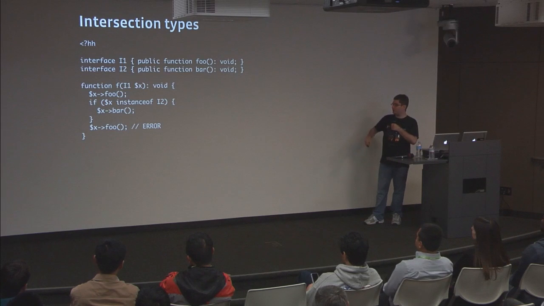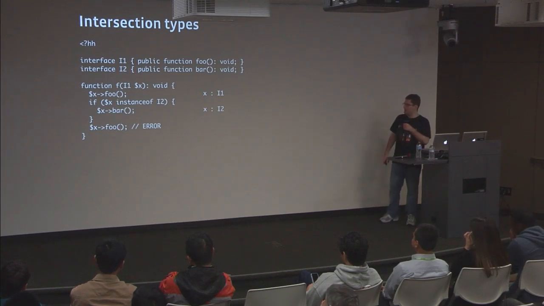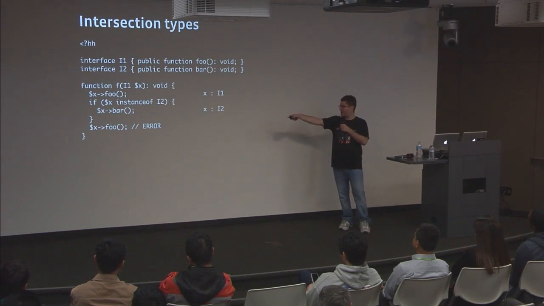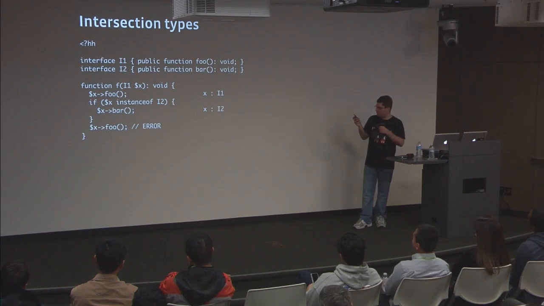The instanceof will change the type of x, and so far that's exactly what happens. x is an I1 here and an I2 here. But we fail here on the last line. You should still be able to call x arrow foo here. Like, the type of x hasn't actually changed. It's still going to be at least an I1. But we don't know that. So what happens here? Why does this fail?